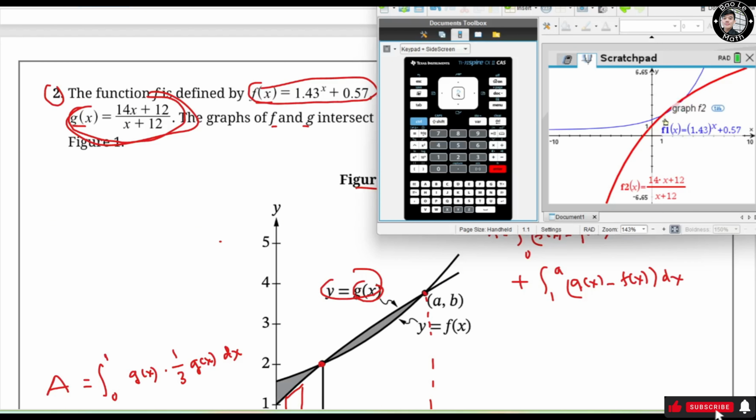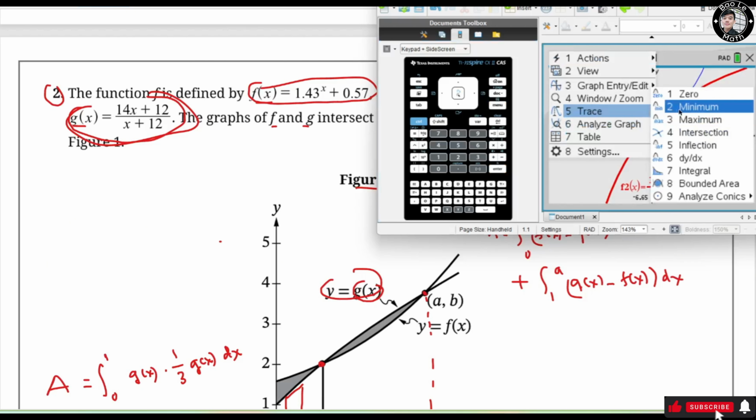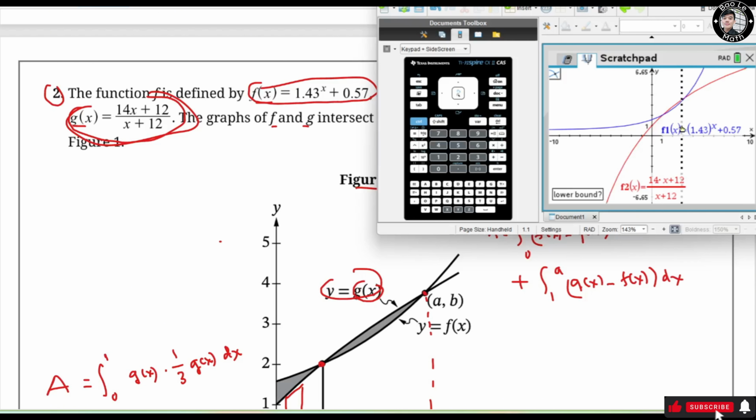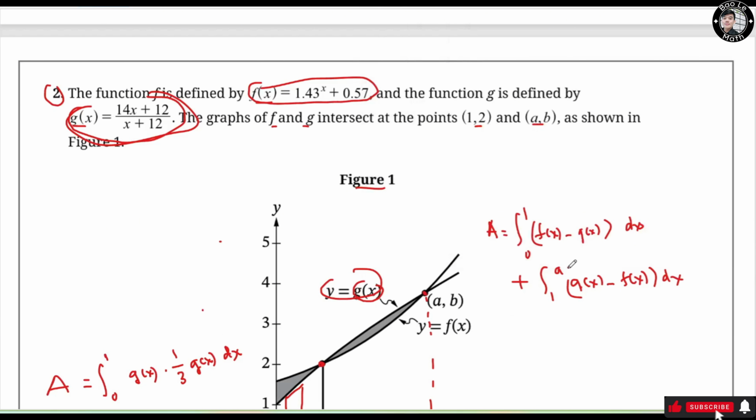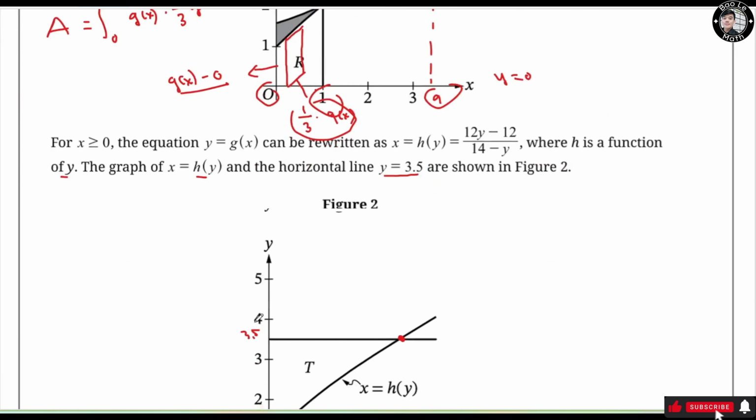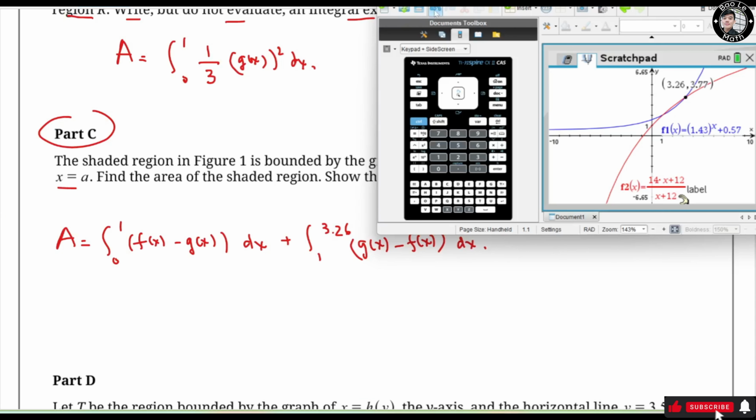We know that the intersection at x equals 1 we don't need to find. Now we need to find this one right here. So press menu, analyze graph, number 4. Go to the left, go to the right of the intersection. It could be 3.26. So a equals 3.26, and I'm going to copy this one over here. Now I need to store the function.